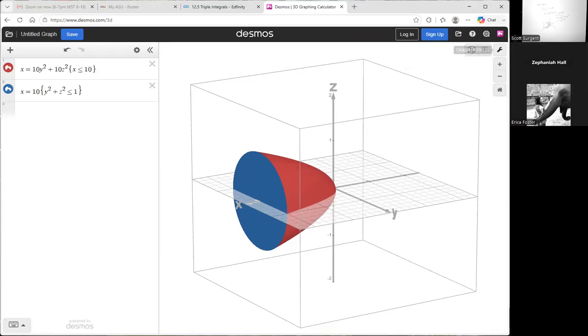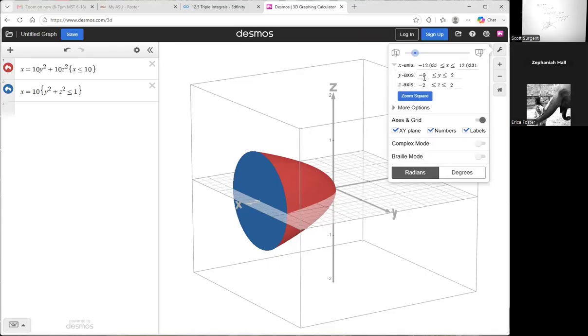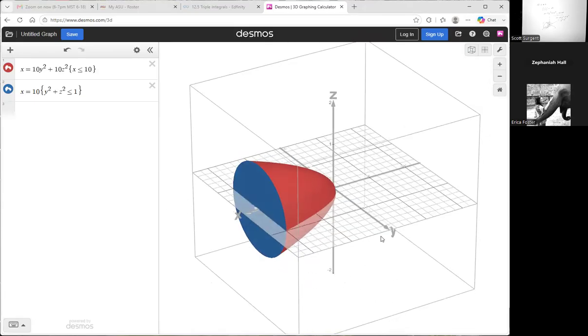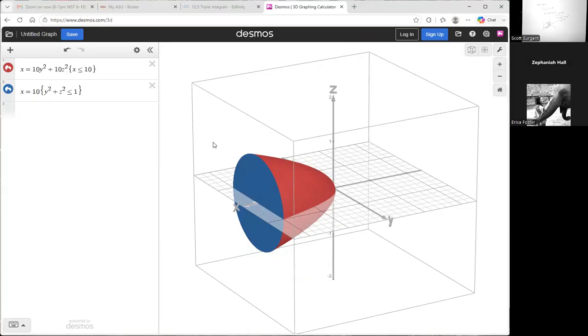And then I went to this wrench here and I played with the bounds on the Y and Z just so that we would have a little clearer picture here. So that's what it looks like. It looks like one of these things. Okay. All right. So I'm going to stop the share here. I can always come back to it if you need me to. Okay.